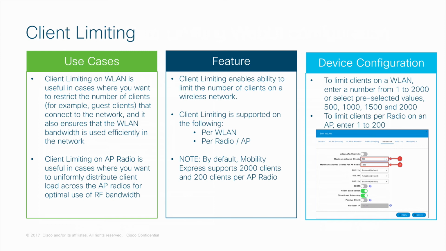So this client limiting feature is supported on a per WLAN basis, and it is also supported on a per radio basis on an access point. Now, in terms of configuration, you can configure these limits on a WLAN under the Advanced tab and enter a value for the maximum allowed clients between 1 and 2000. You can also select a value from a drop-down list. And in terms of limiting the number of clients that can connect to a radio, you can enter a value from 1 to 200 for the maximum allowed count per AP radio.